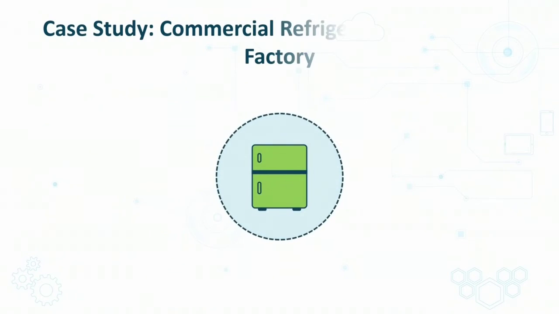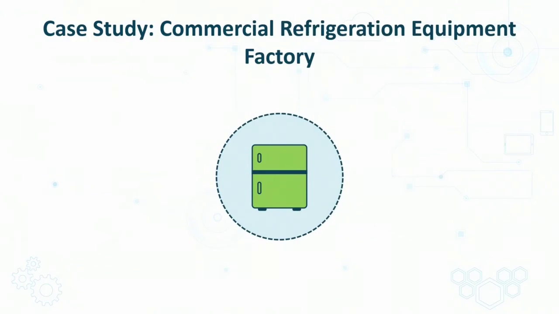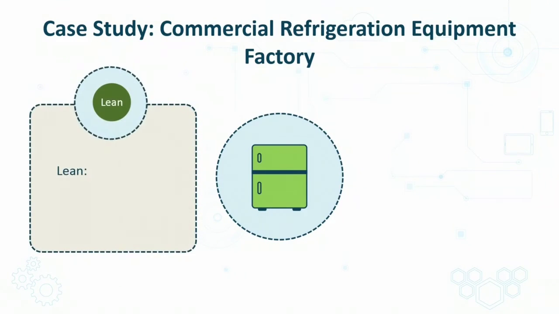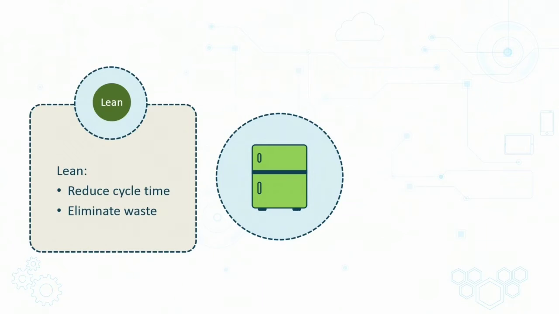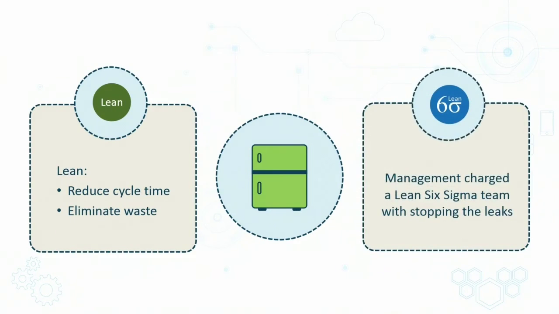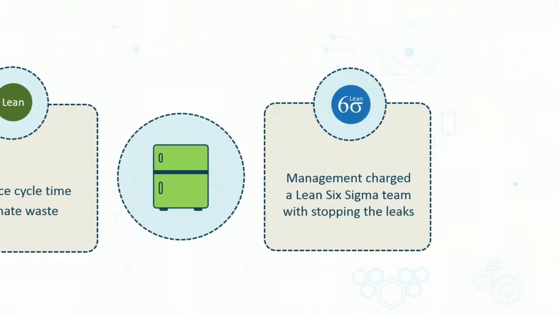A factory in the U.S. that produces commercial refrigeration equipment adopted Lean to reduce cycle time and eliminate waste. However, a year later, refrigeration units with leaks were still coming off one of 2 production lines. The company was incurring expensive rework loops, warranty claims, and, most notably, widespread customer dissatisfaction. Management charged a Lean Six Sigma team with stopping the leaks.